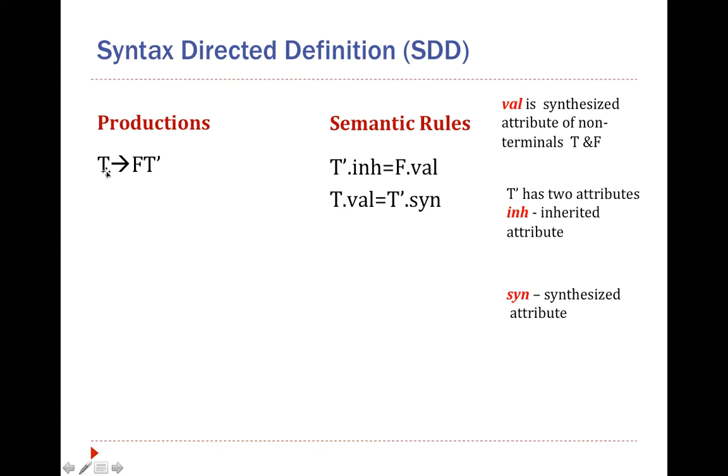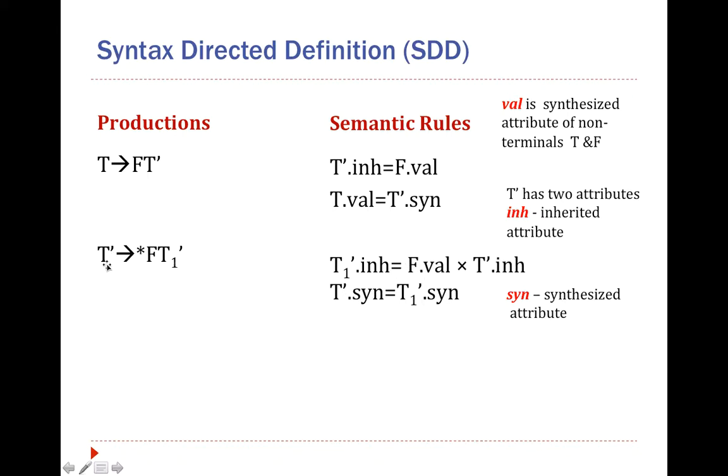Now T.val is computed using the child node T dash, and its synthesized attribute is utilized. Then the next, T dash gives star F T1 dash. Only F has the synthesized attribute, otherwise T dash and T1 dash both have inherited and synthesized attributes. So here T1 dash is computed as F.val and T dash inherited.